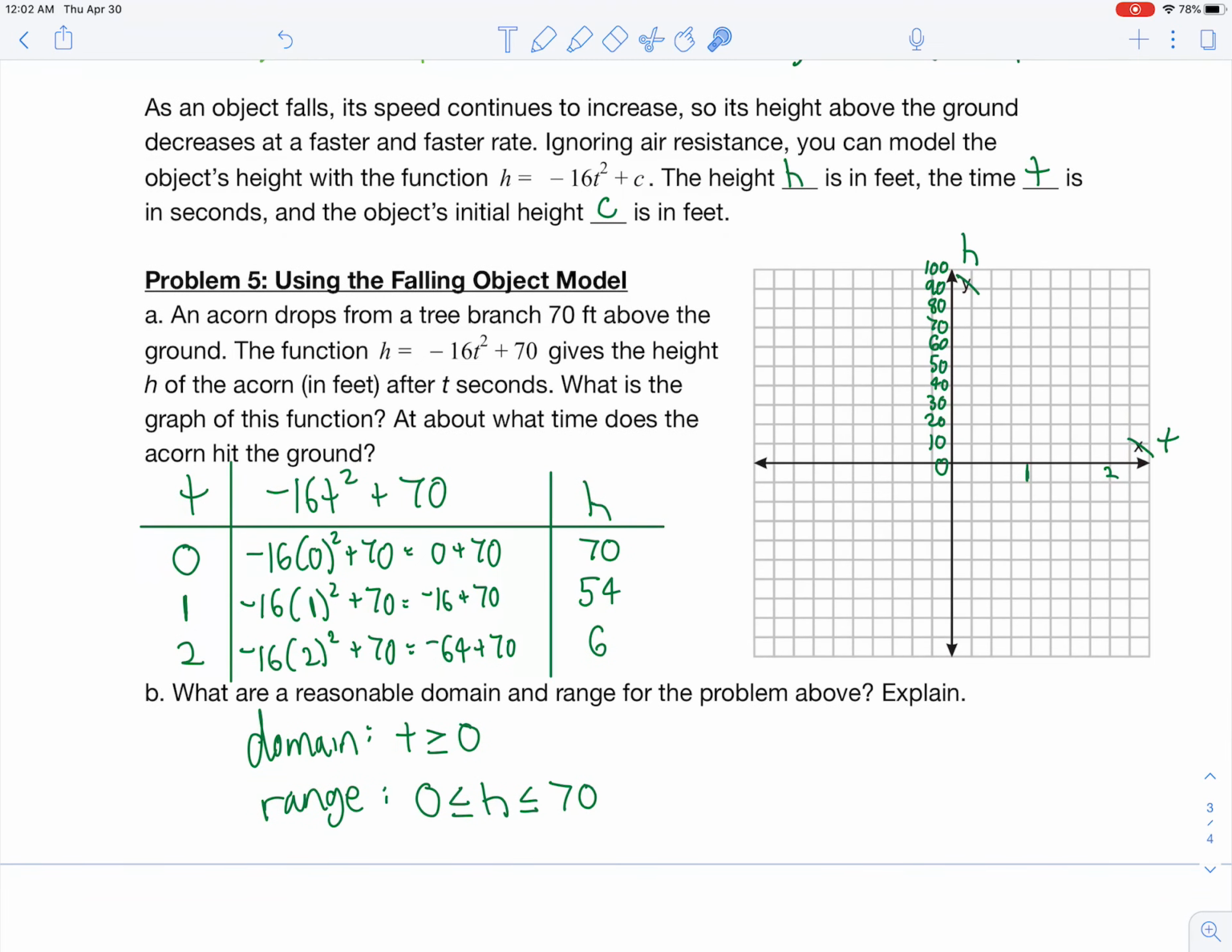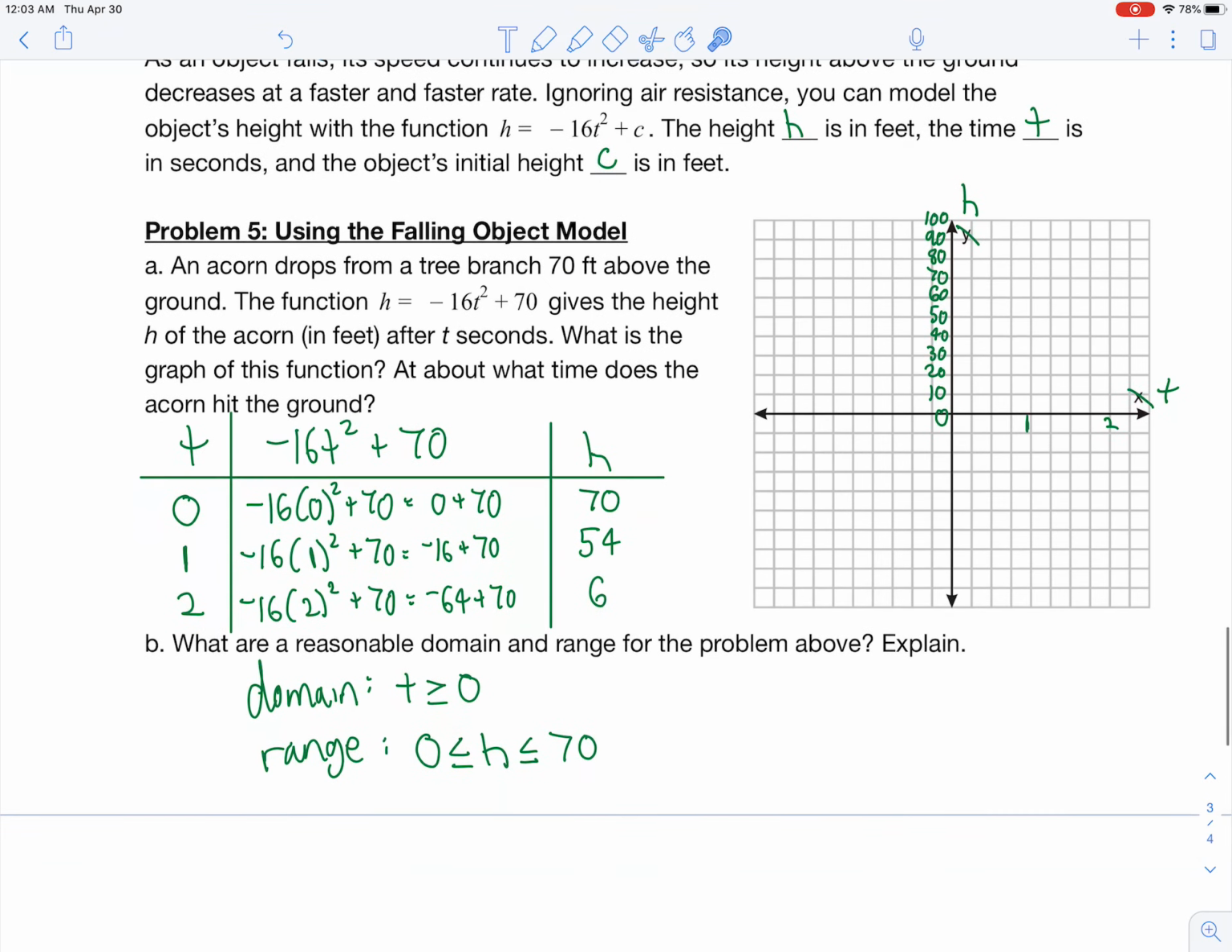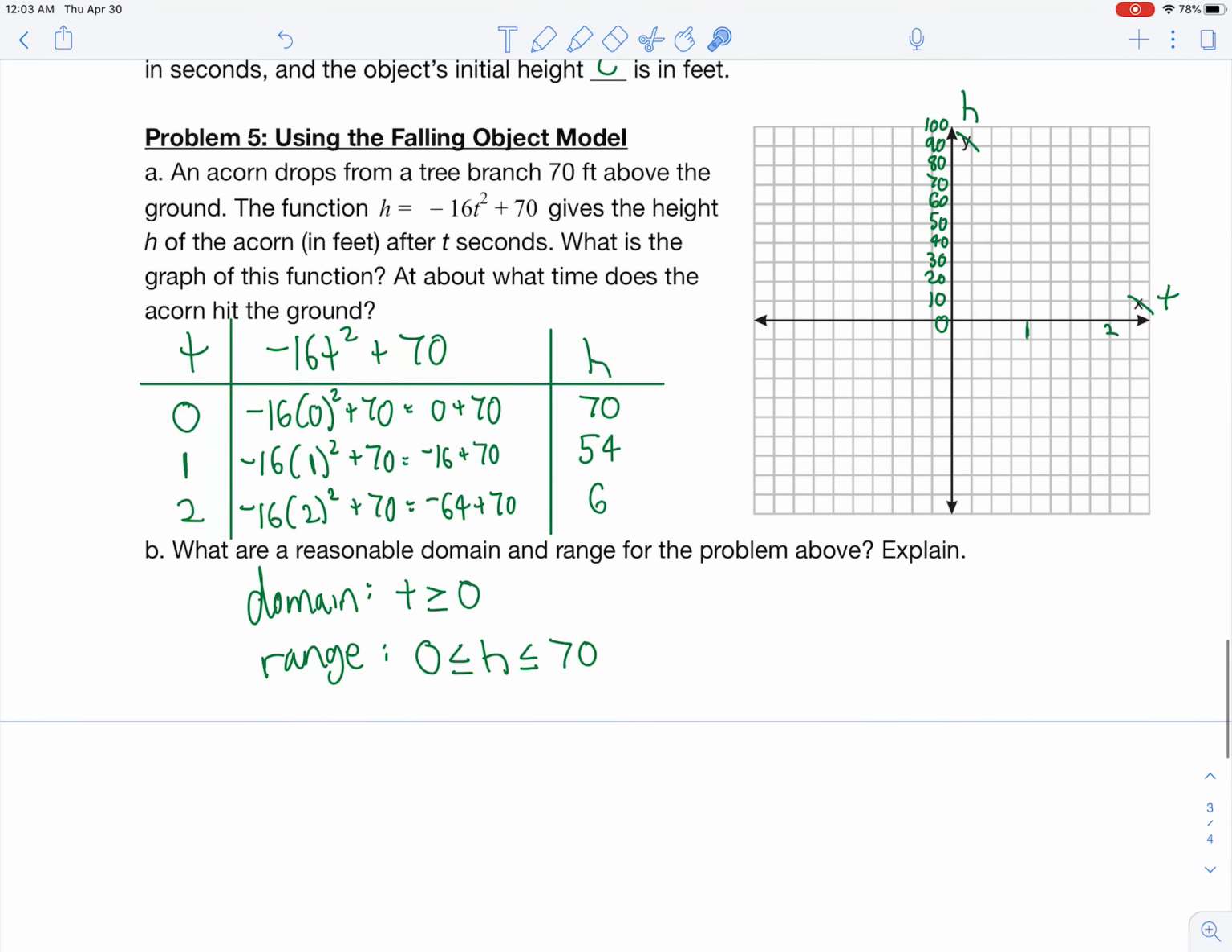Next example, the only thing we're really changing is that we start with a tree branch that's 70 feet above the ground. So if I start with this function, again, this is basically telling me how fast an object is falling. I'm going to need to figure out, first of all, how to graph that function, negative 16t squared plus 70, and then use that graph to estimate when our acorn is going to hit the ground if it falls from a 70-foot branch.